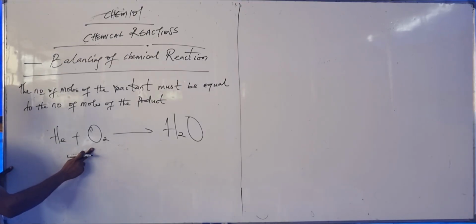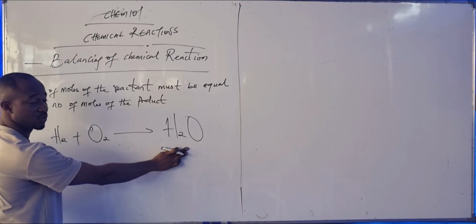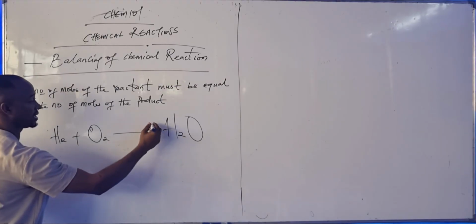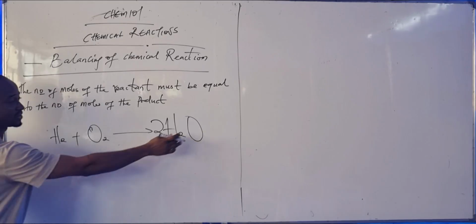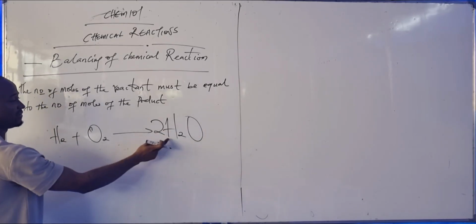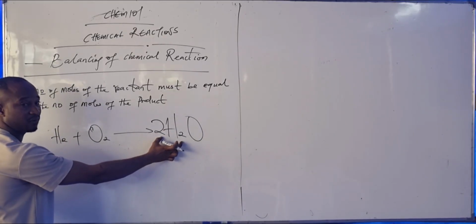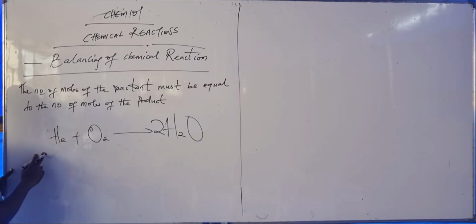What do you have here for oxygen? 2. What do you have here? 1. So what we have to do is add 2 here to balance oxygen. But by adding 2, I've increased hydrogen by 4, but here it's 2. So what do we do here?